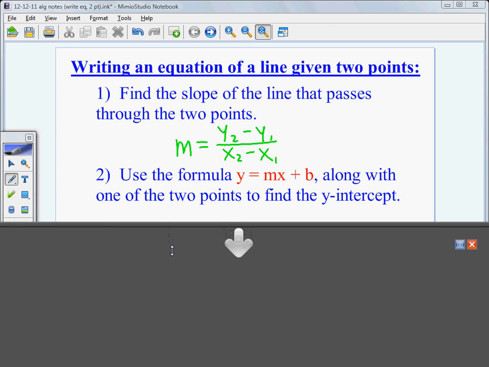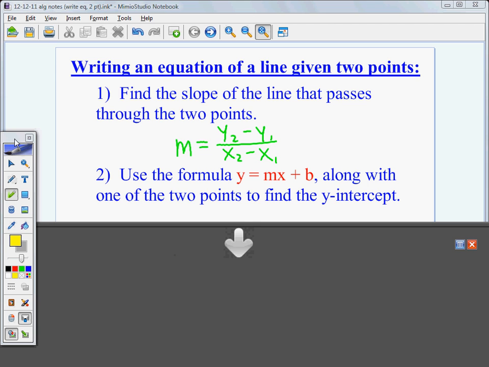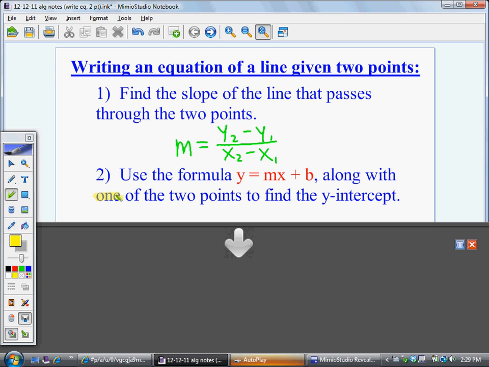You'll then use the formula for slope-intercept form, y equals mx plus b, which is written in red there, along with one of the 2 points to find the y-intercept. And the key here is that you just have to have one. You don't have to do both, and it doesn't matter which point you choose. Once you know the slope, you can use the slope along with one of the 2 points. And at that point, it becomes what we did in the last lesson, where you were given the slope and 1 point that was on the line.